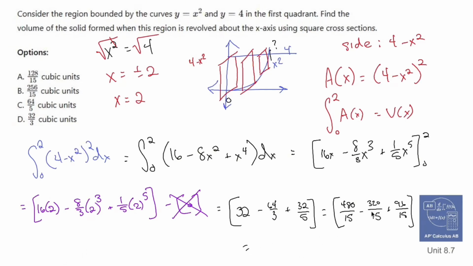480 minus 320 is 160. 160 plus 96 is 256, all over 15. Oh boy, is that a gross problem. Didn't like that at all.